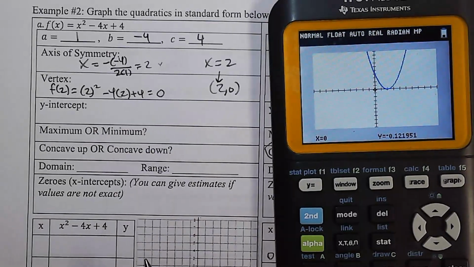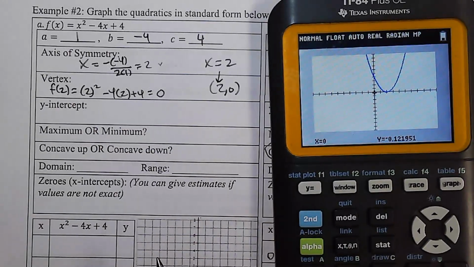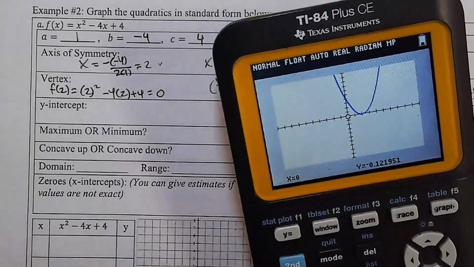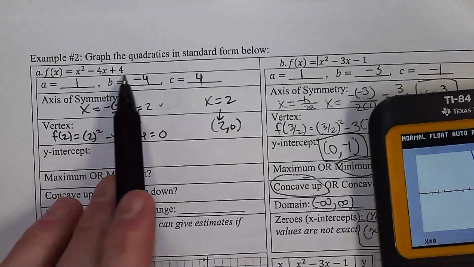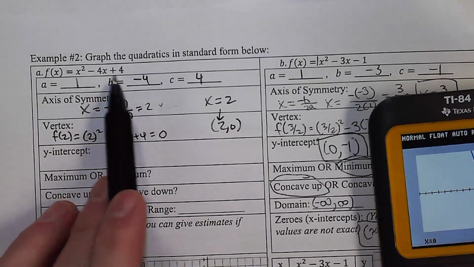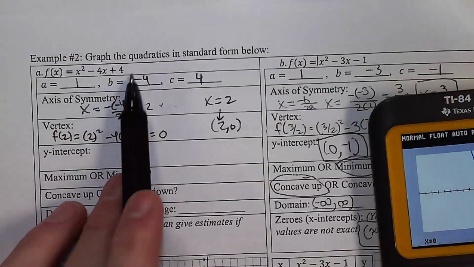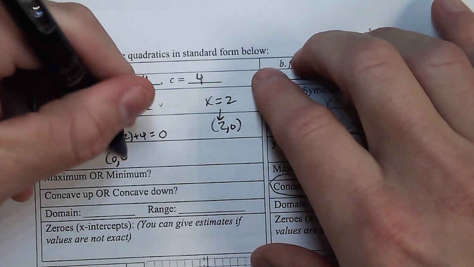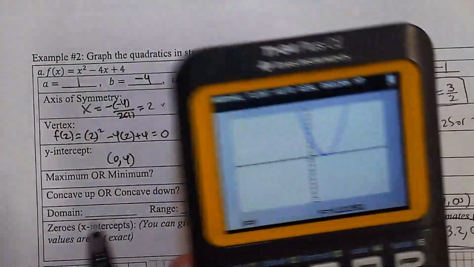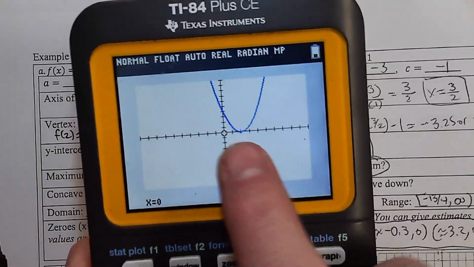Jasmine, what's the y-intercept of this graph? Good job. How can you tell that by looking at the equation? Yeah, the last one, right? The y-intercept is just this last point. You could also look at this graph too.